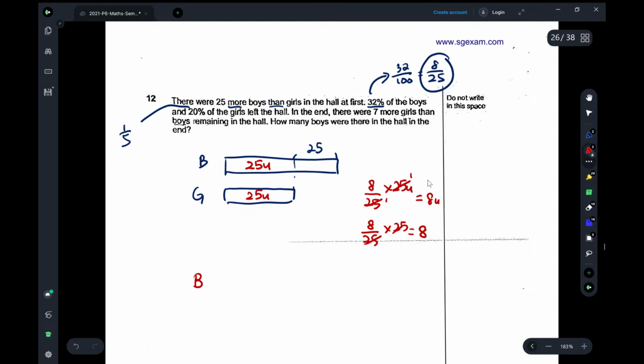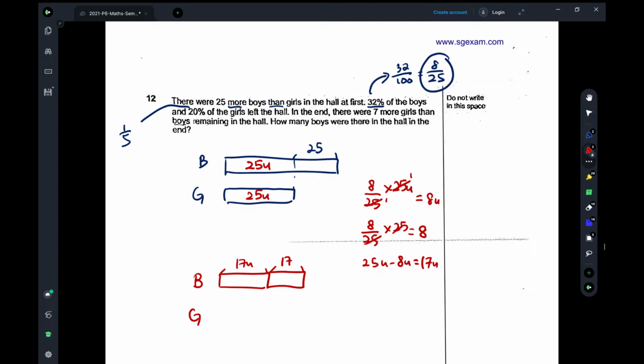So I can draw the after model. So if 8 units of the boys are gone, 25 units minus 8 units, 17 units of boys are remaining. So that'll be 17 units of boys. And don't forget there are another 17 boys remaining. Okay? Plus 25 minus 8 is still the same, 17. So now we're going to do the one for the girls.